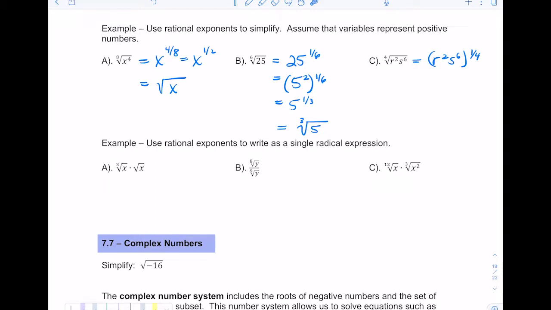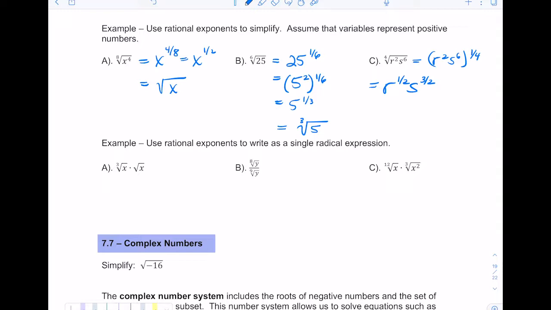And then I'm going to use my product to a power rule. I'm going to distribute the powers. I'm going to multiply them. 2 times 1/4 gives me 2/4, and 2/4 just reduces to 1/2. And then I have 6 times 1/4, which reduces to 3/2.